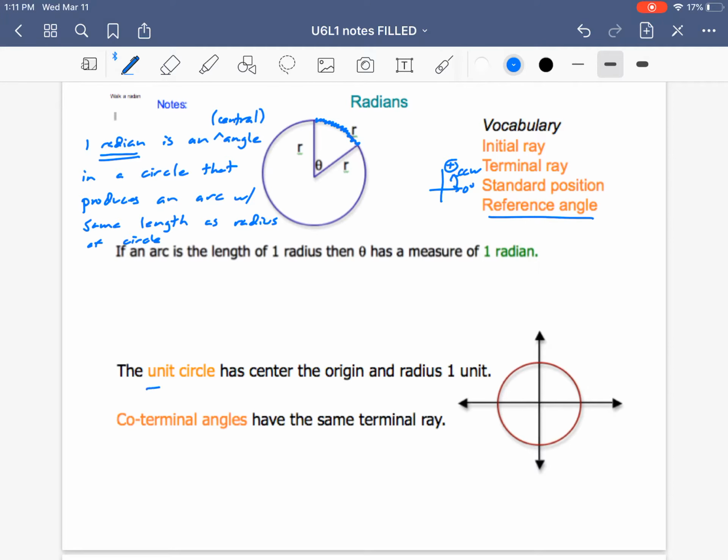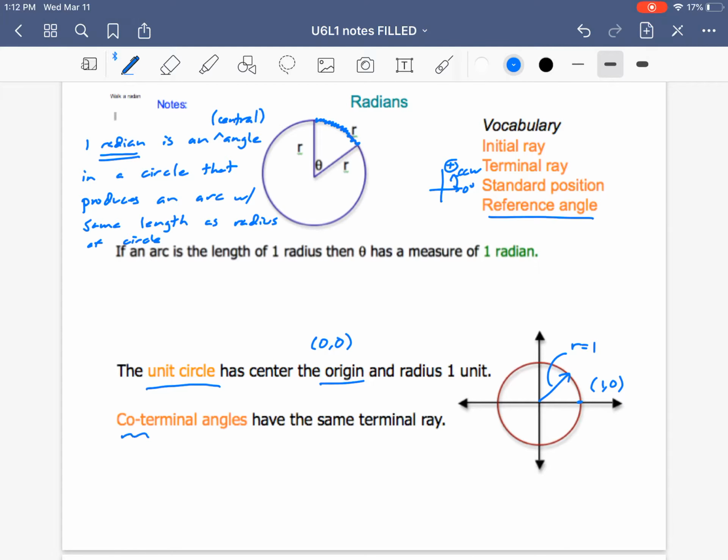Unit circle. Yeah, that has the center of the origin, so that's the point 0, 0. And the radius is 1 unit, that's really important. So the radius of this is 1. So this is the point 1, 0.